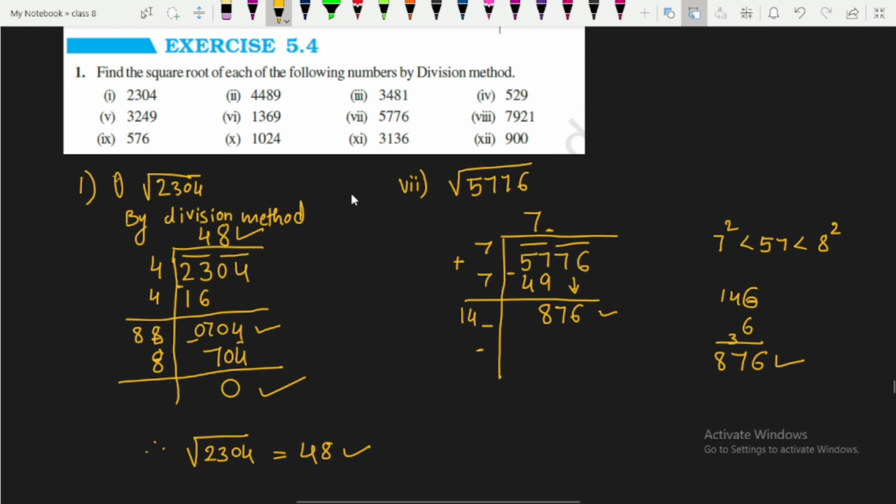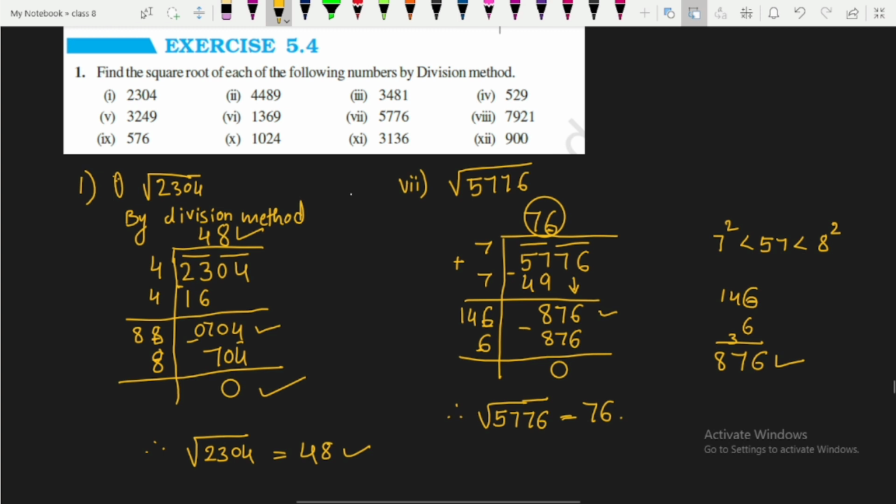So therefore you have to choose the number 6 here, and write this 6 also here, and write that 6 in the quotient place also. So 146 into 6 you are going to write here, that is its multiplication, you are going to write below 876, that is 876. Now here you subtract. The remainder is 0, so the square root of 5776 is 76. In this way you can find the square root.